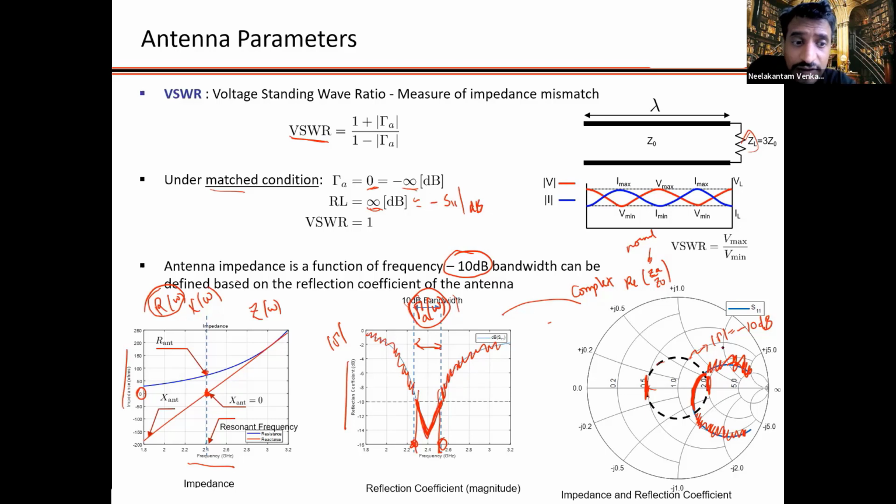Notice that in the Smith chart, the farther the point is from the center, the greater the mismatch. The closer the point is to the center, the better the match. And if the match is very good, then the reflection coefficient is less than minus 10 dB. 10 dB means 10% of the incident power is reflected back. So you can view either an impedance, a reflection coefficient, or a Smith chart to identify the resonant frequency. This point is going to be the resonant frequency when there is no reactance. It's on the real line, and that line is very close to the match condition. So the deeper this gets, the closer it gets to the center point.